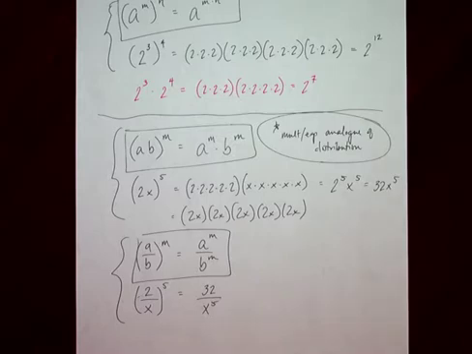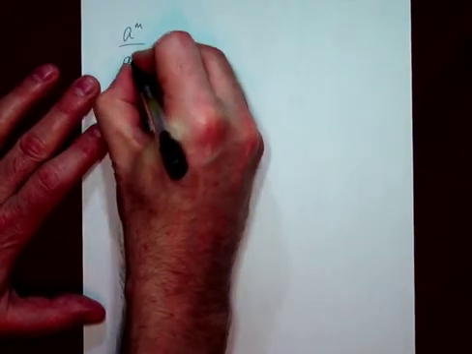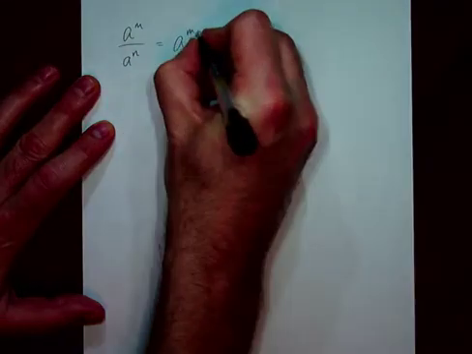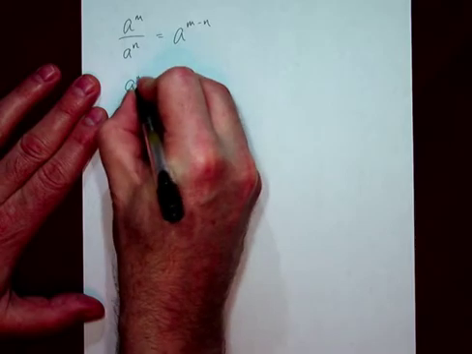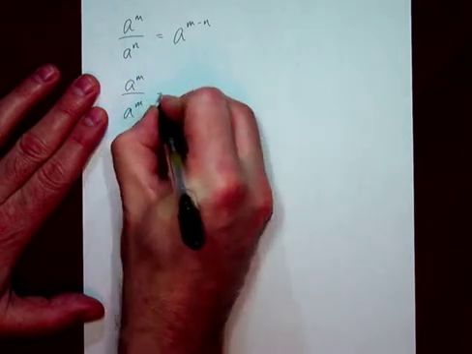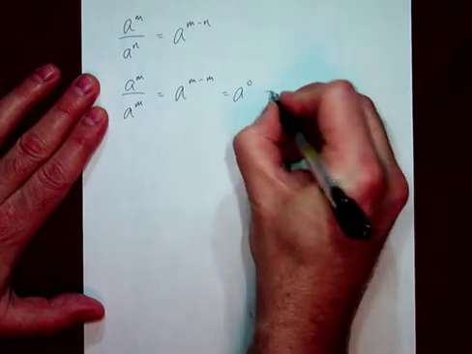Okay, two more and then we'll get on to some examples. We need to remember that negative exponents, first we talked about a to the m over a to the n, and that was a to the m minus n, right? And then we talked about a to the m over a to the m, and that was a to the m minus m, and that was a to the 0 or 1.